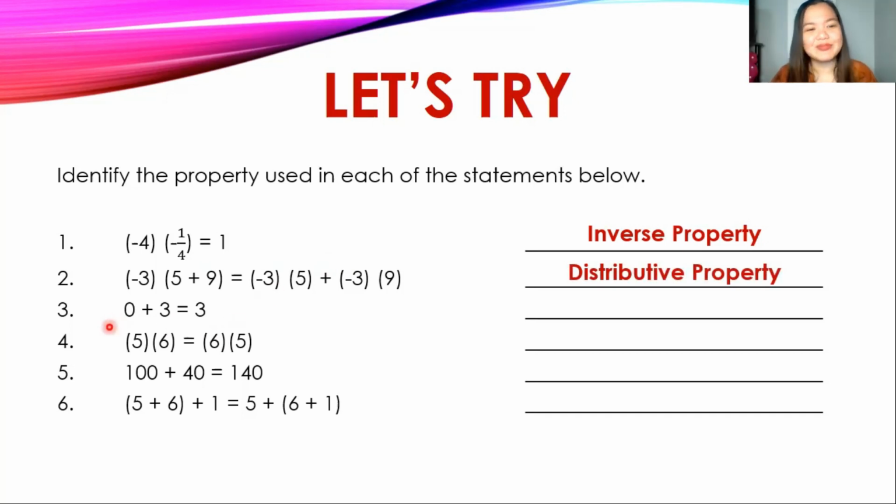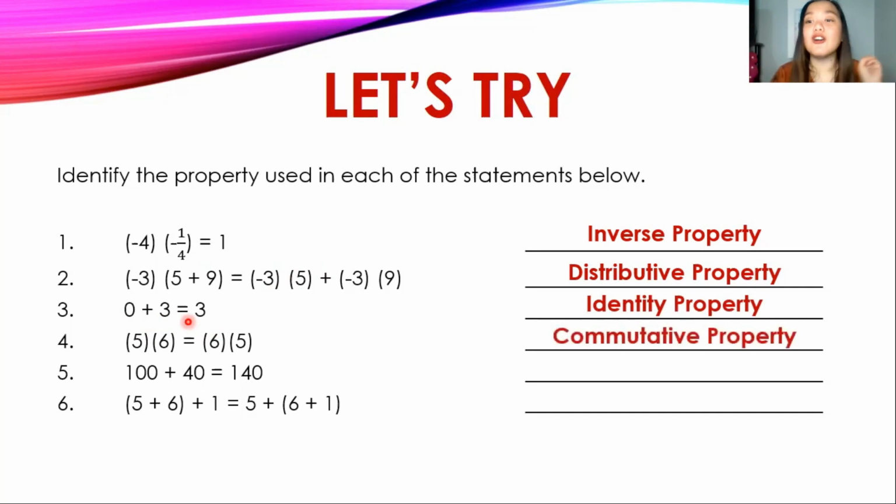And in number 3, 0 plus 3 equals 3. Nothing changed because it has the identity property. Correct. In number 4, you have 5 times 6, which is 30, is equal to 6 times 5, which is also equal to 30. Take note, the order changed. Take note of the word order. When we say order, that is commutative property. Very good.